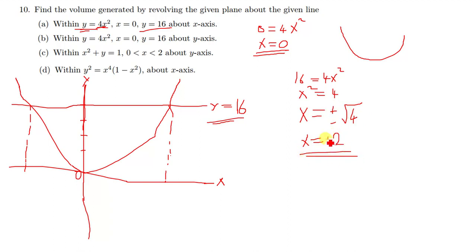Plus or minus 2, sorry. So meaning this is negative 2 and then this is 2. This is 2, not 4. So now to find the volume generated by these two curves, meaning we're dealing with this region here.